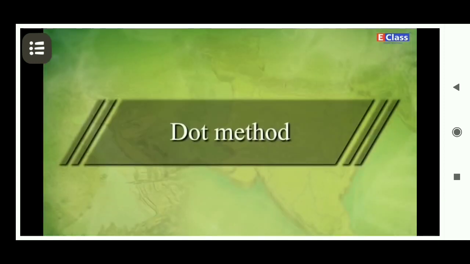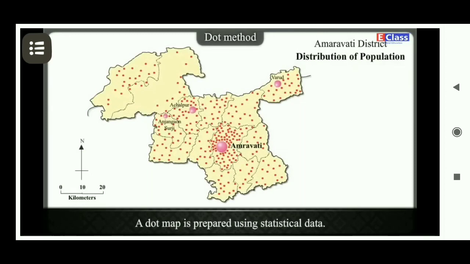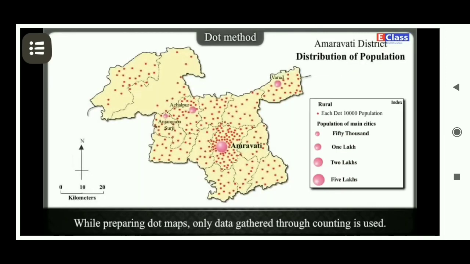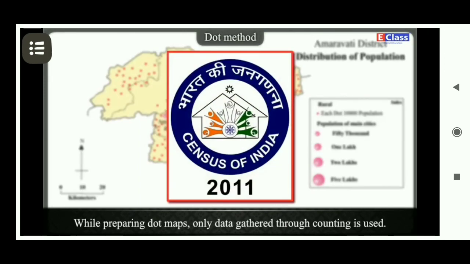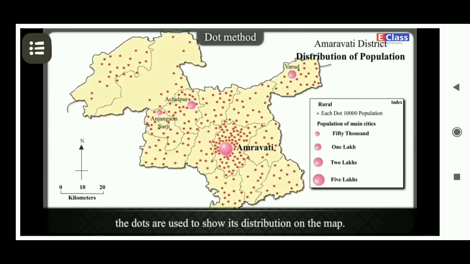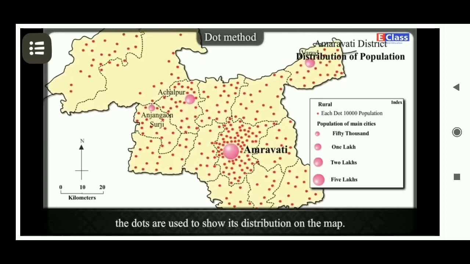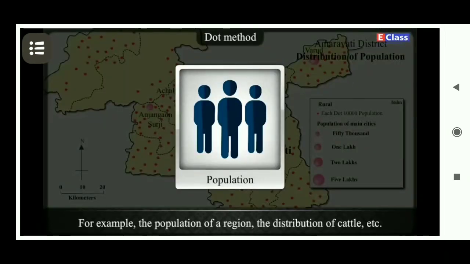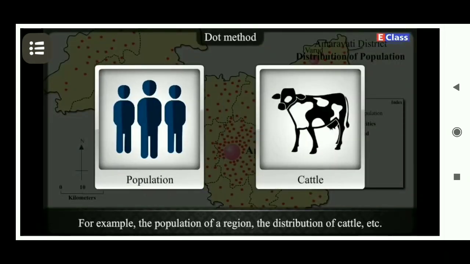Dot method. A dot map is prepared using statistical data. While preparing dot maps, only data gathered through counting is used. The way a variable is distributed throughout the region, the dots are used to show its distribution on the map. For example, the population of a region, the distribution of cattle, etc.